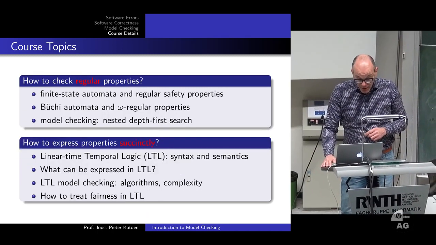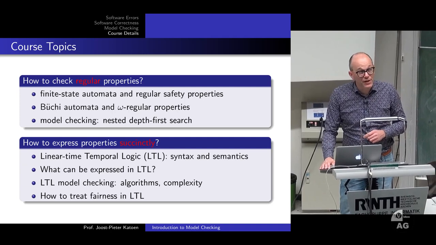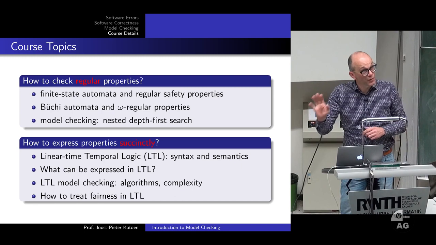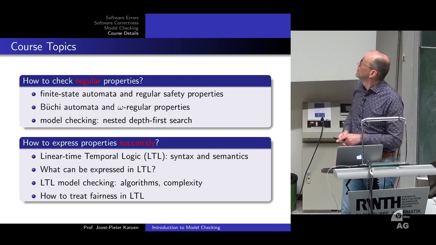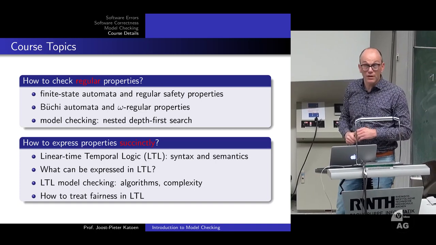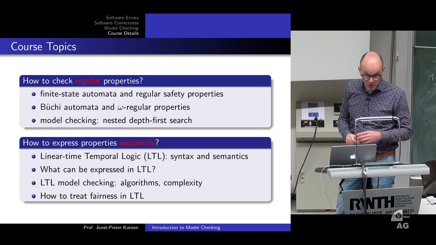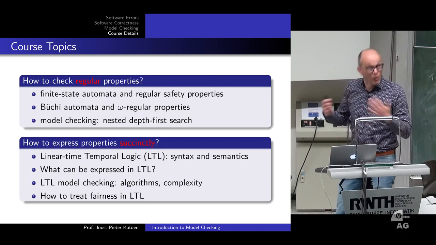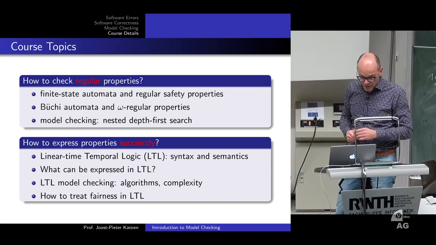Then we're going to first check regular properties, regular in the sense of regular languages. So this is just to start easy with finite state automata. Then it's a model where you accept infinite words, and I'm going to use one of these kinds of models, which are called Büchi automata. Büchi automata are not regular, but they are omega-regular, and I'm going to explain what that means.